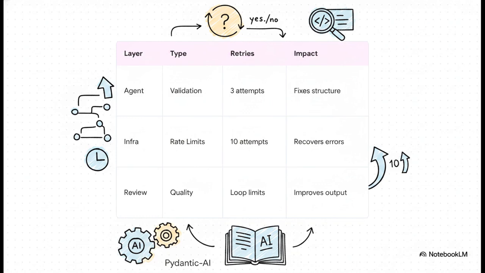Down at the base agent layer, using Pydantic AI, it gets 3 immediate attempts to fix validation errors, like if the LLM spits out bad JSON. Moving up a level to the infrastructure layer, the Unified Retry Manager handles transient network errors and API rate limits with up to 10 attempts using exponential backoff. And finally at the top, we have that review layer we just talked about, using complexity-based loops to handle the actual code quality and logic failures.